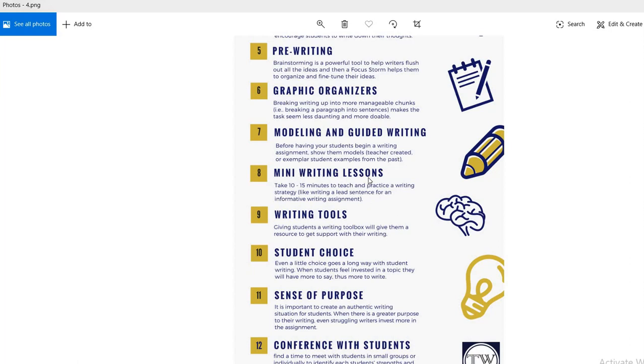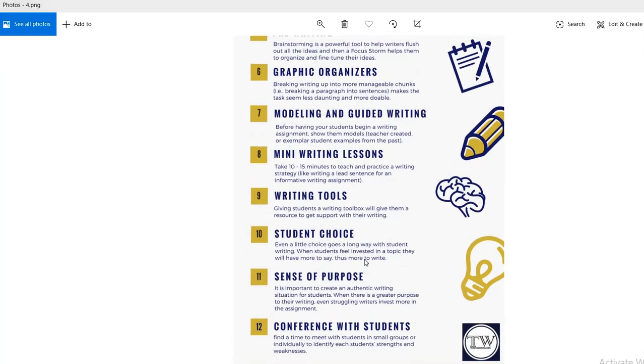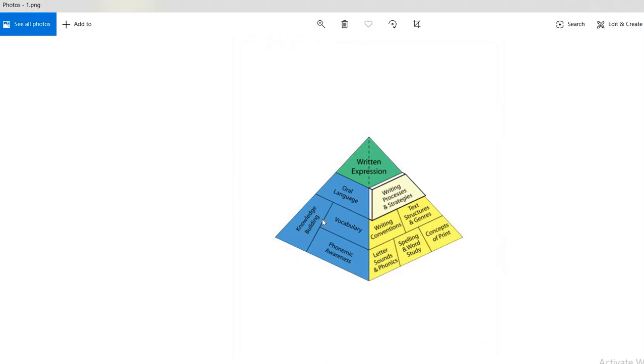Mini writing lessons. Writing tools. You have to have a choice. Sense of purpose. If you do not want to write, no one could let you. No one could force you. You need to have the purpose to read and to write. Conference with students, and after that we're going to discuss all of these things through our conferences.